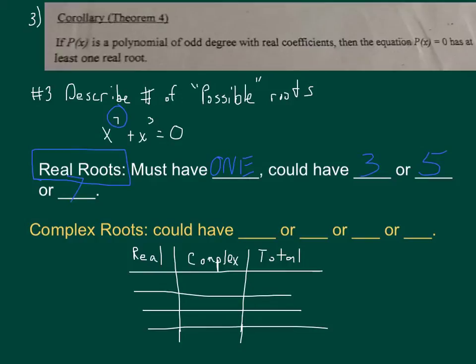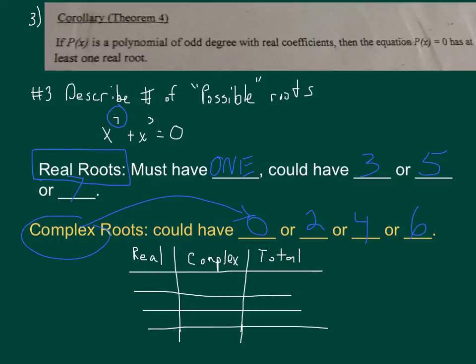For complex roots, if all 7 of them are real, then it could have 0 complex roots. Or if it has one complex root, it's got to have two because they come in pairs. Or if it has two complex roots, then it's got to have four because they come in pairs. Or you could have 6 complex roots. Notice the complex roots are always even numbers. So here are the scenarios.